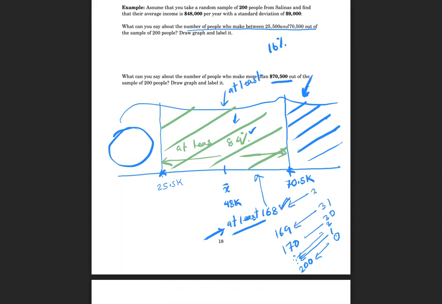Can you have more than 32 on the outside?